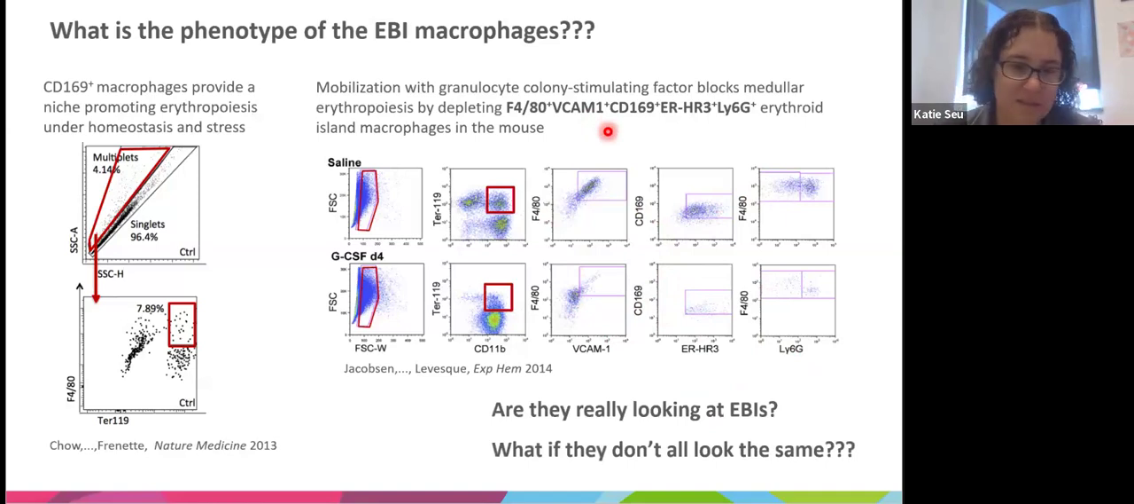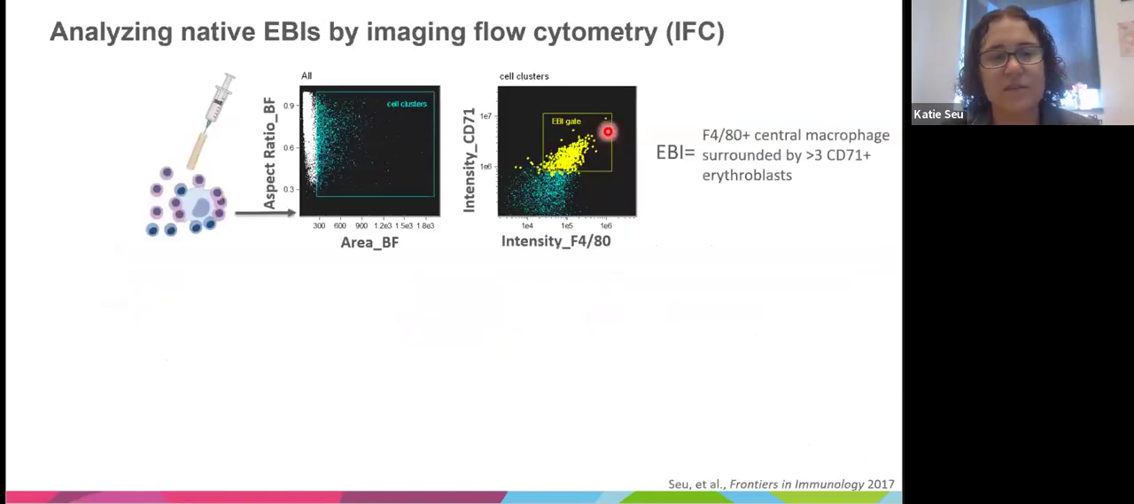So, of course, this is cytometry. It's intended to be a single cell method, because you can't be really sure what you're looking at when you're looking in the cell clusters. So are these even really EBIs? And what if all erythroblastic island macrophages are not the same? What if it's not just a monolith, but what if there's heterogeneity based on the needs of the different erythroblast populations or something? So we took a different approach and decided to try using the imaging flow cytometer to analyze erythroblastic islands from the bone marrow.